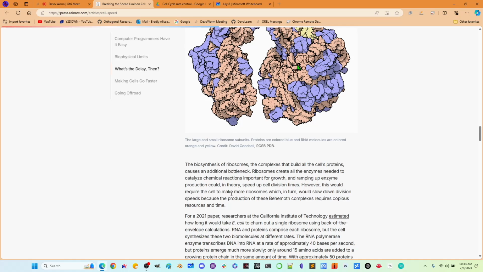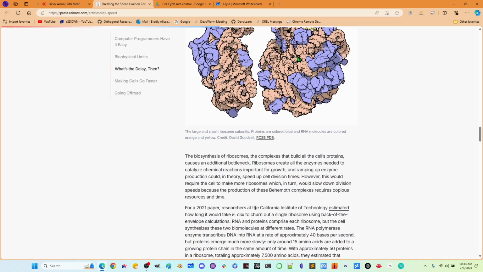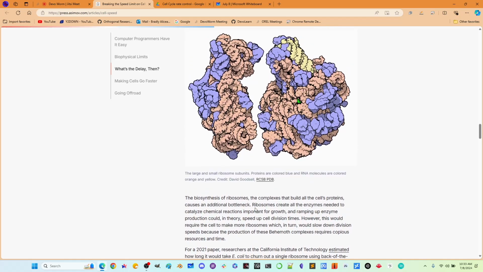However, this would require the cell to make many more ribosomes, which in turn would slow down division speeds, because the production of these behemoth complexes, in the cellular sense, they're not very big, requires copious resources and time. So, relative to DNA replication, these are huge, but they're not that big in the cell. But making more of them per cell slows down division speeds. And of course, there are more complex ribosomes in eukaryotic cells than in prokaryotic cells, which of course slows down their division rate.